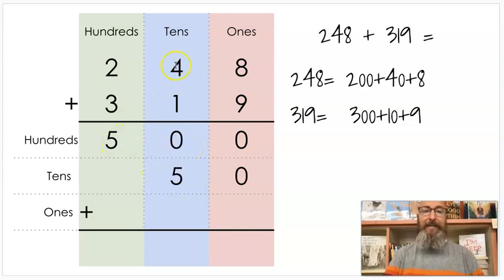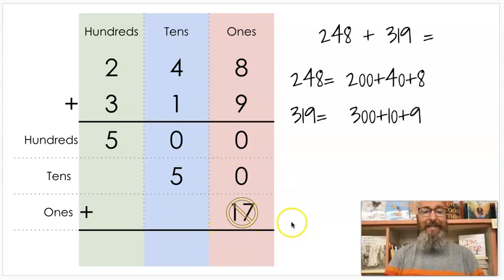Next, I'm going to add my tens. I have 4 tens and 1 ten. That gives me 5 tens, which makes the number 50. And then I'm going to add 8 and 9. I have 17. Now, I have a question. Does that look right from what we know? It doesn't look right. We know that we can never have more than 9 in any column. We learned that when we were doing our models.